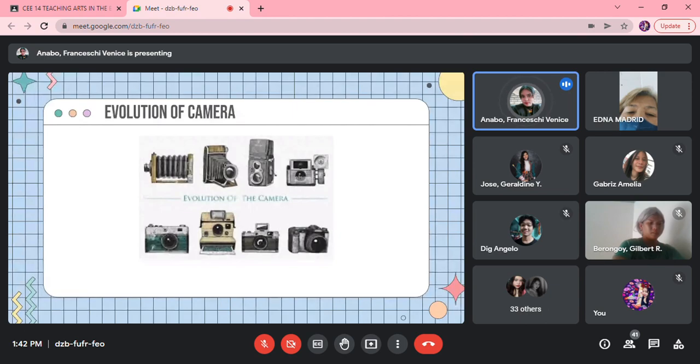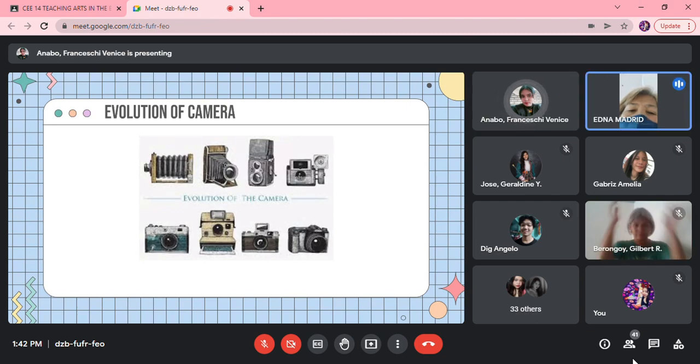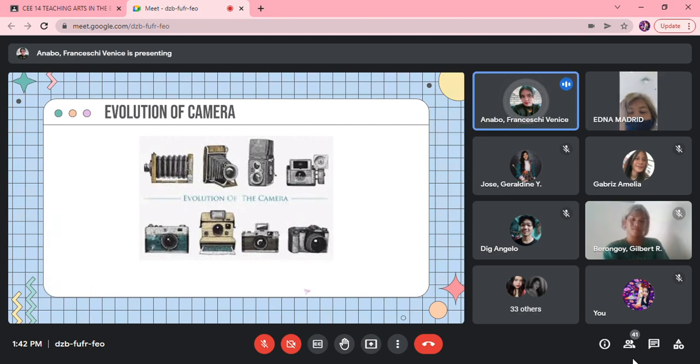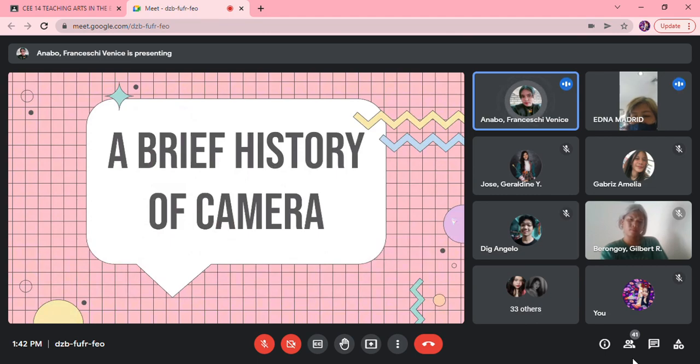Next, we have the evolution of camera. So, gusto ko lang po ipakita sa inyo yung changes and developments na nangyayari sa camera from the beginning up to the current. Yes po. I will not discuss it one by one because I will be discussing a brief history of camera.